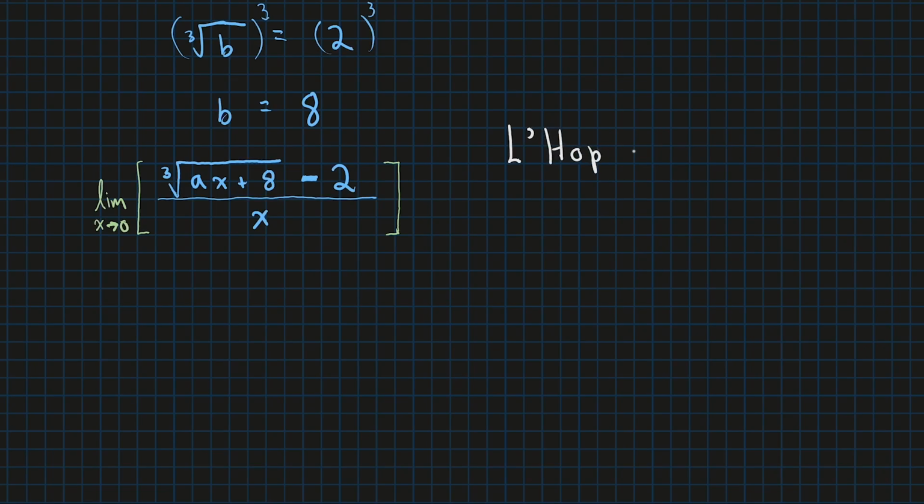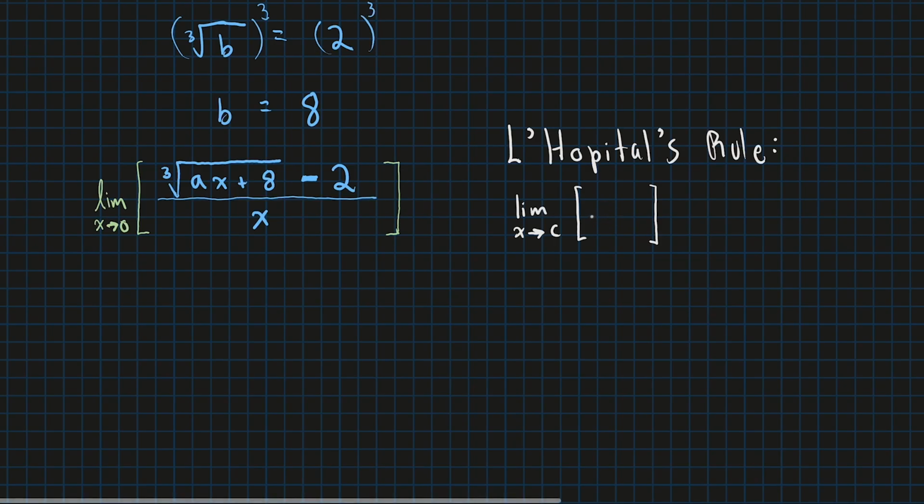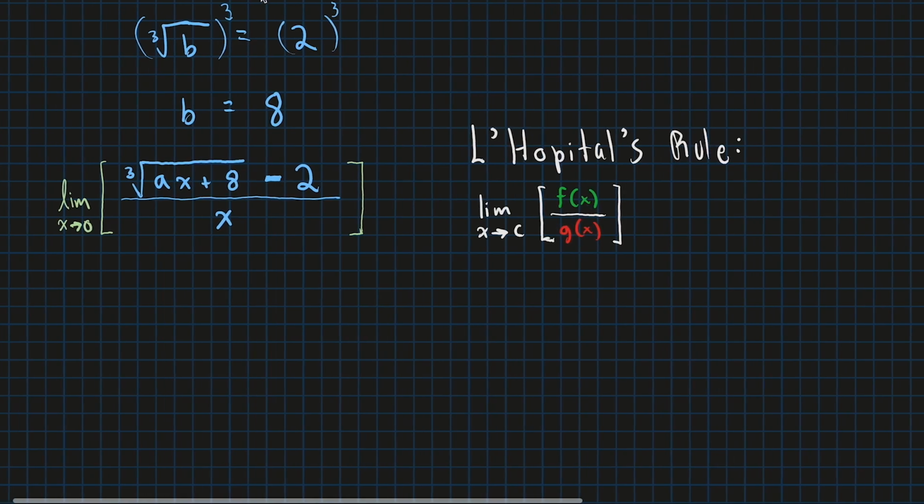And L'Hopital had a rule, and I will tell you what his rule tells us. So L'Hopital's rule says that the limit as x approaches some number, and your limit expression is a fraction with f of x in the numerator and g of x in the denominator. F of x and g of x are just some expressions that contain x.